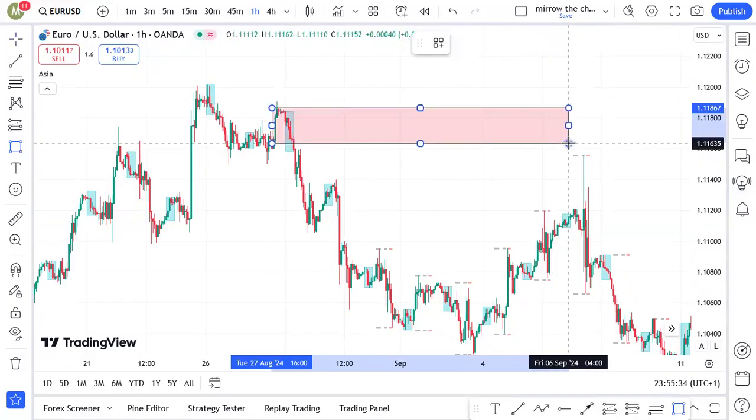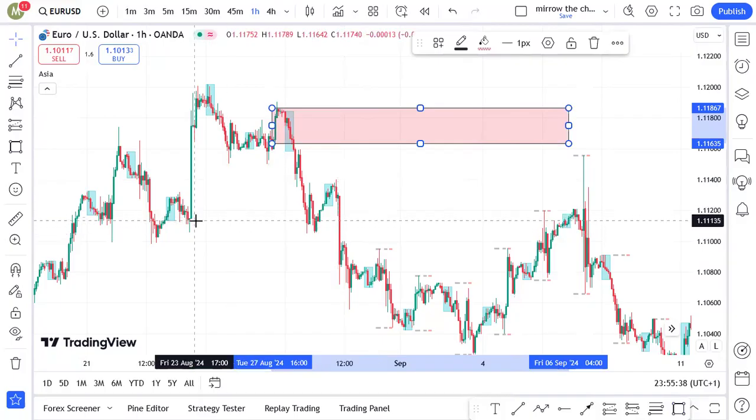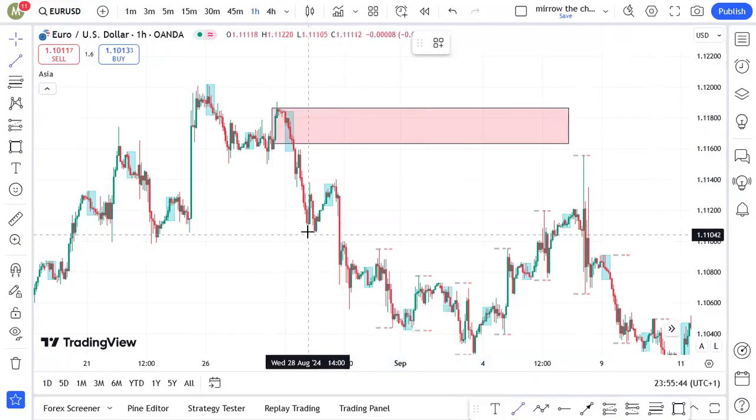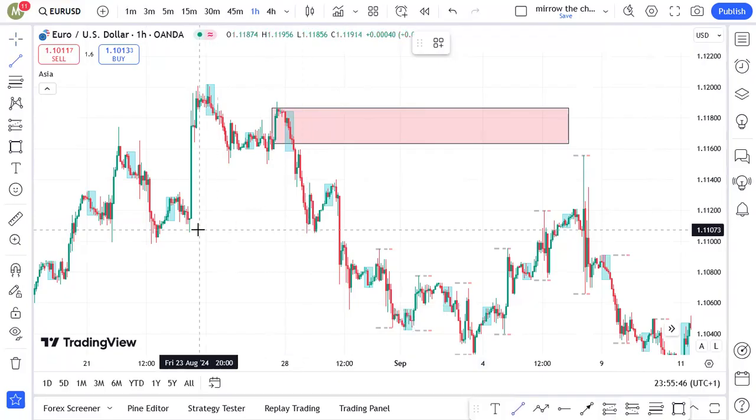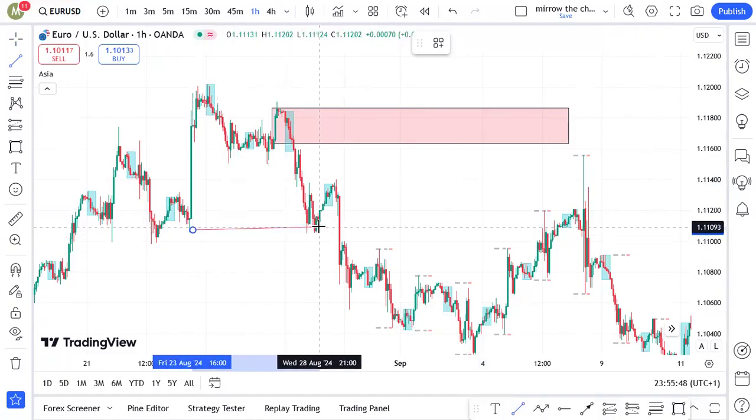So this is the POI here. Yes. Then this is the break of structure. This is the break of structure here. Yes. Confirm.